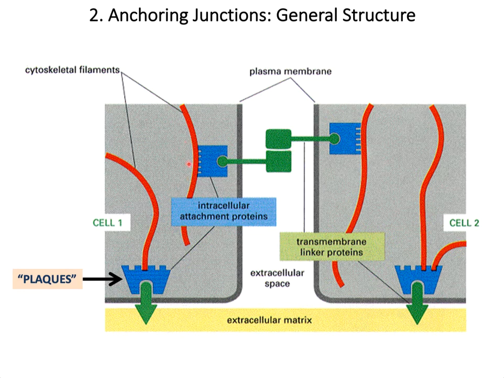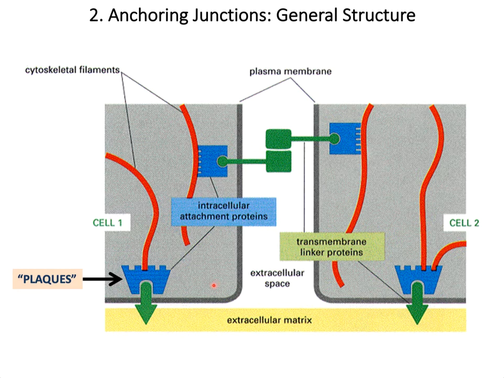On the cytosolic side of these transmembrane linker proteins are a collection of proteins known as the intracellular attachment proteins, shown in blue. These proteins connect the transmembrane linker proteins to whatever cytoskeletal filaments are being utilized, shown in red, which can be either actin or the intermediate filament.